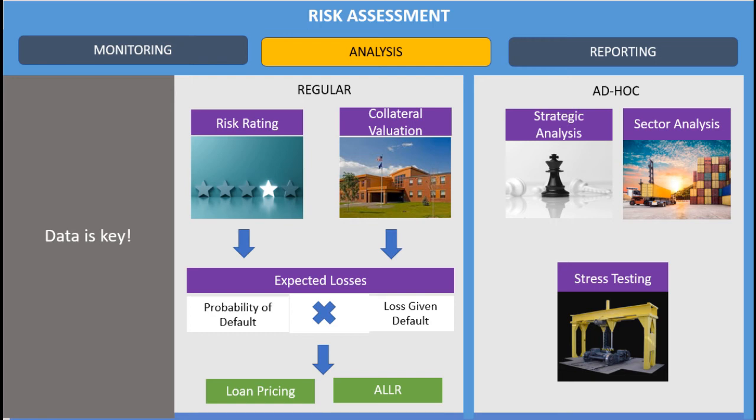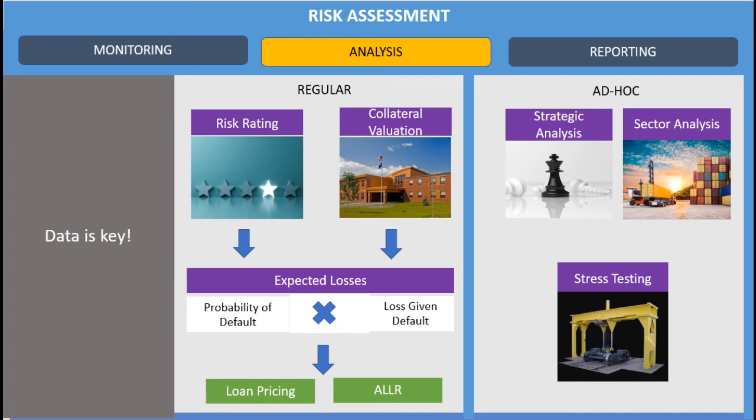When you multiply probability of default by loss given default, you get expected losses. This is calculated at loan level and can be used for risk-based loan pricing at loan origination, and can be aggregated into portfolio level and used as the basis for loan loss reserves.